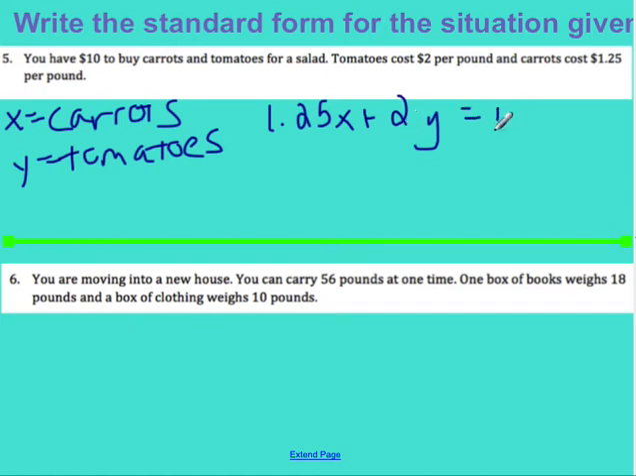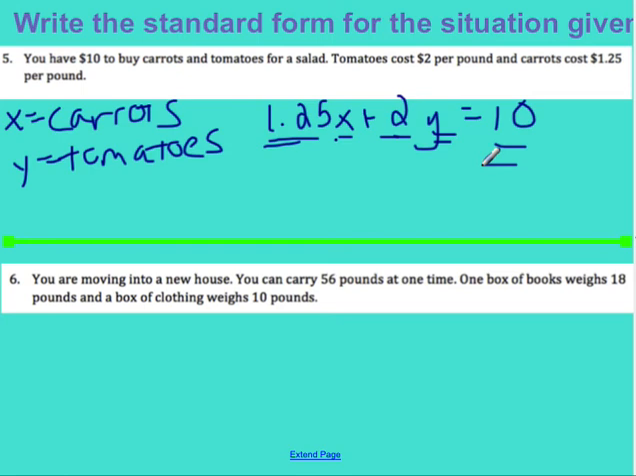So for the purposes of standard form, let's just pretend that I want to spend exactly $10. So all I did is I took the carrot multiplied it by the carrot price, the tomato multiplied it by the tomato price, set it equal to the total. And that's set up in standard form. That's all the question wants us to do, is to write it in standard form for the situation given. Let's take a look at number 6.